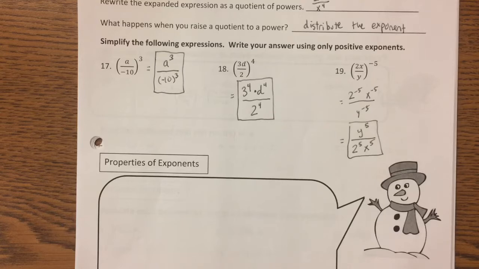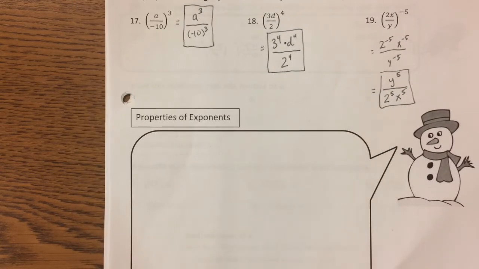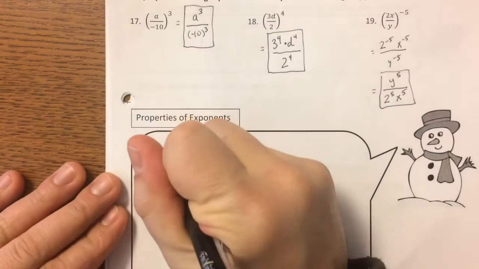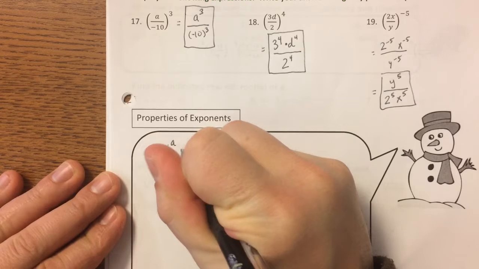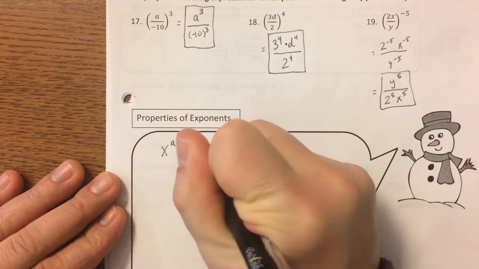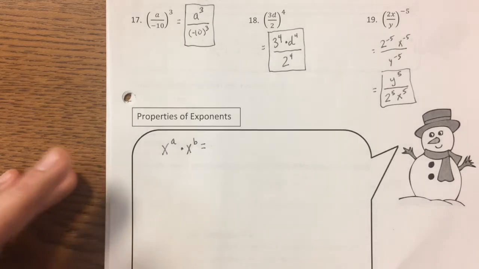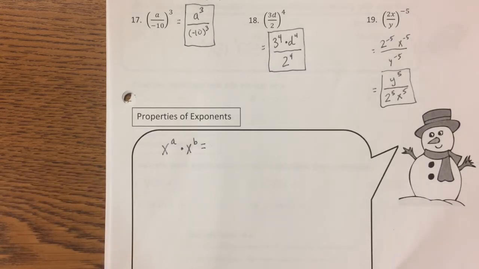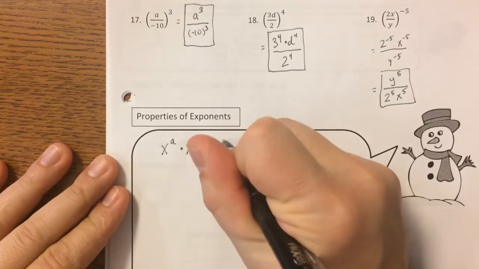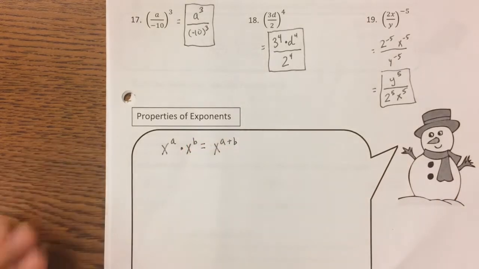So let's review here. What was the first property? Let's see. We had product of powers. So if I have something like x to some power times x to some other power, what do I do with those powers? Add them together, right? So x to the a plus b, right? So that is the product of powers property.